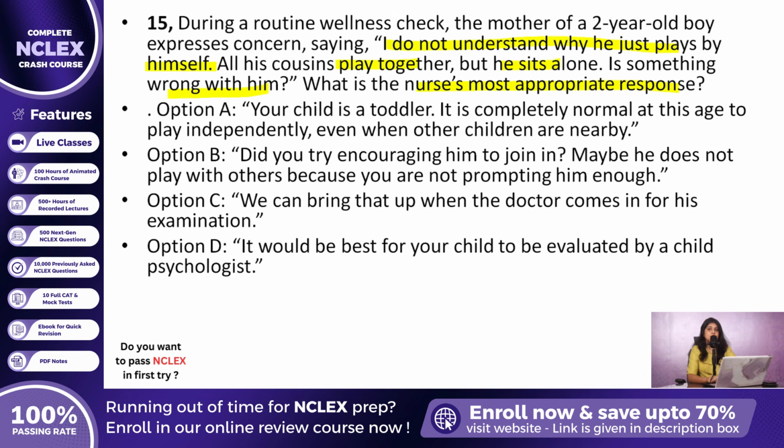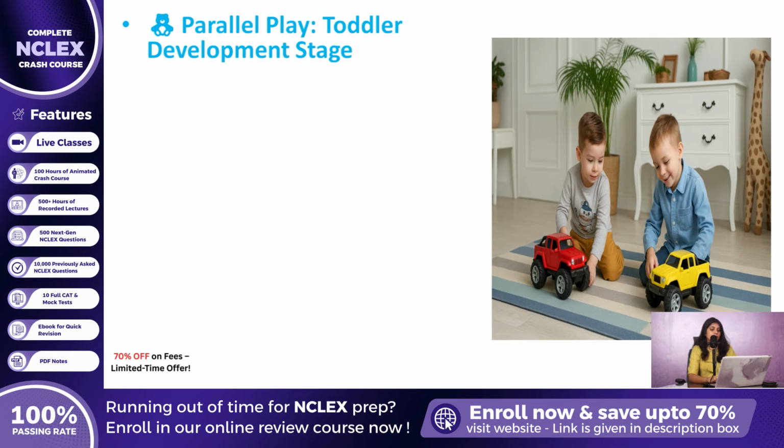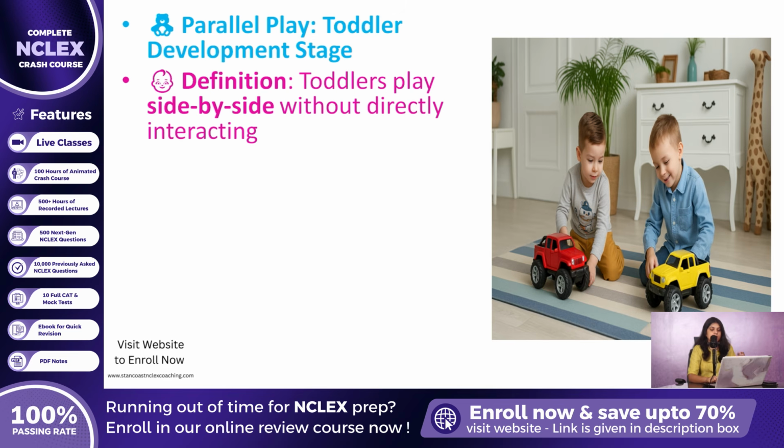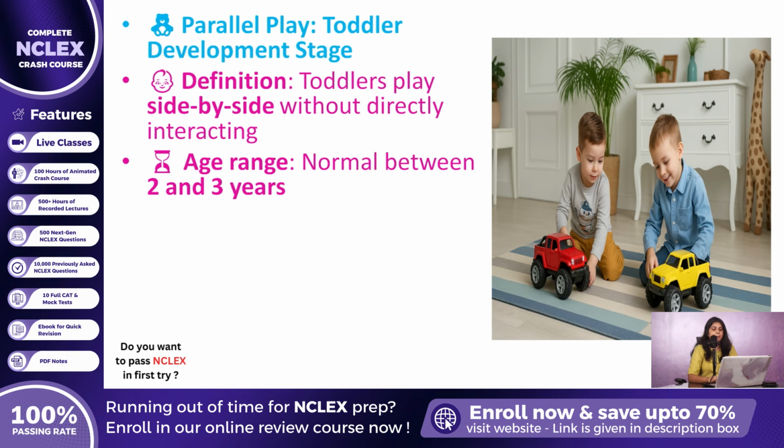The correct answer is option A, your child is a toddler. It is completely normal at this age to play independently, even when other children are nearby. Here is the explanation. This stage of development is called parallel play, where toddlers engage in solitary or side-by-side play without direct interaction. It is entirely appropriate between 2 and 3 years of age.